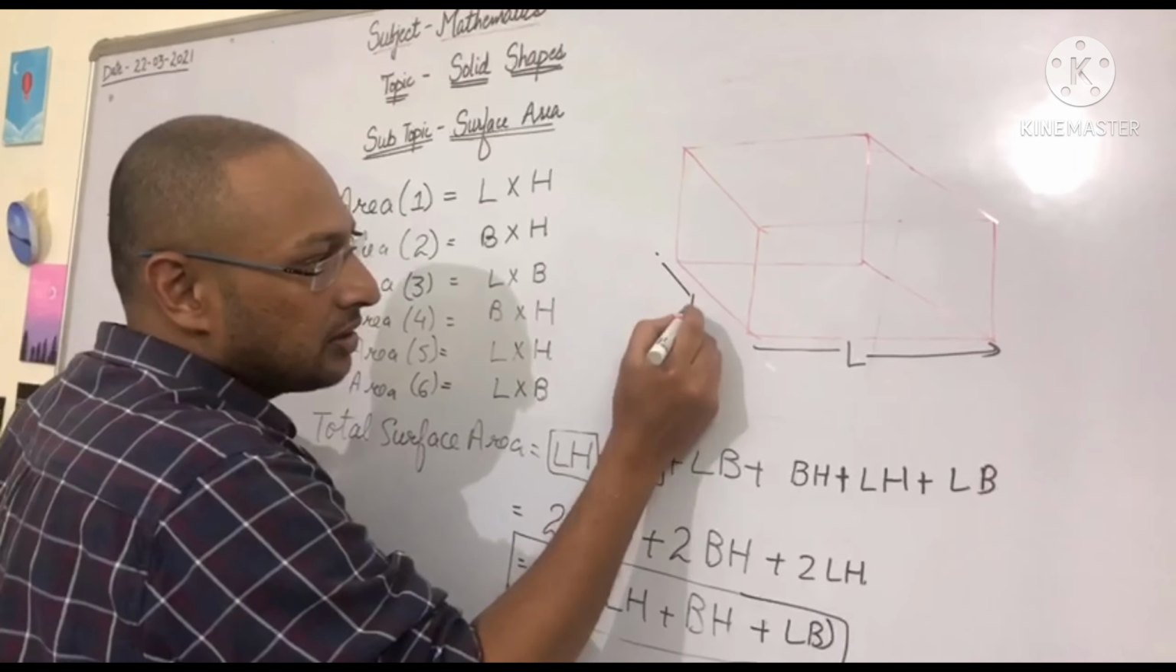So let's see what would be the area of this wall. Let's name it wall 1. It would be height into breadth. Similarly, the face just opposite to this face, we can name it wall number 2. Its area would also be height into breadth. The area of this face, wall 3, would be length into height, and similarly the area of wall 4 would again be length into height.